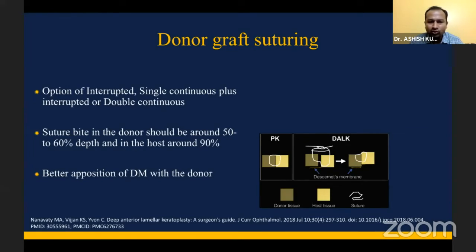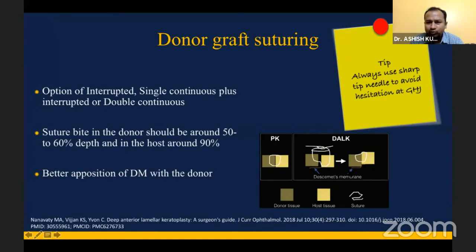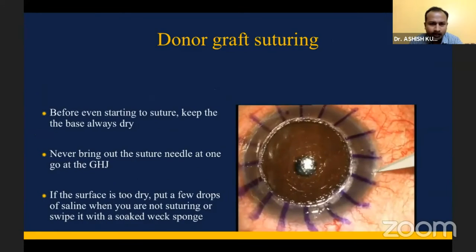Suture bite in the donor should be around 50 to 60% depth, and in the host around 90%, because it helps in better opposition of Descemet's membrane with the donor. You can see the diagram here. And always use a very sharp tip needle to avoid hesitation at the graft-host junction. Many times those blunt needles are the cause of the perforation.